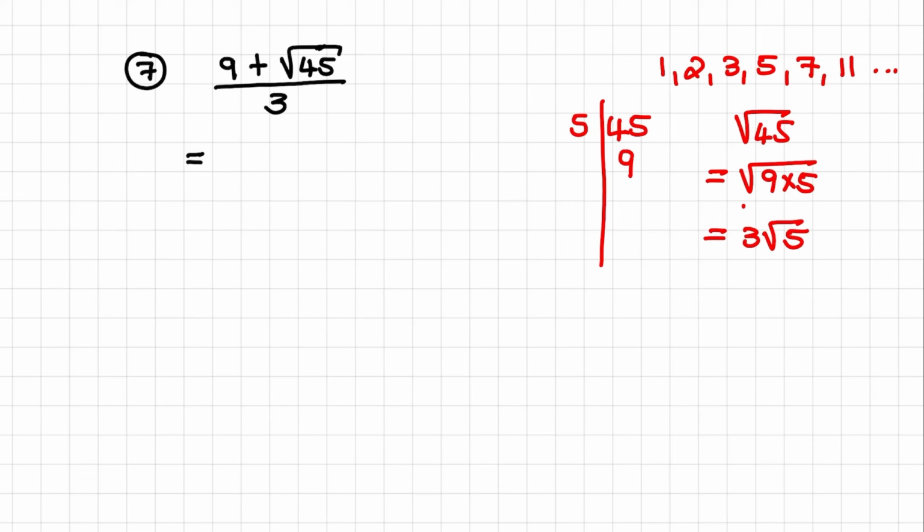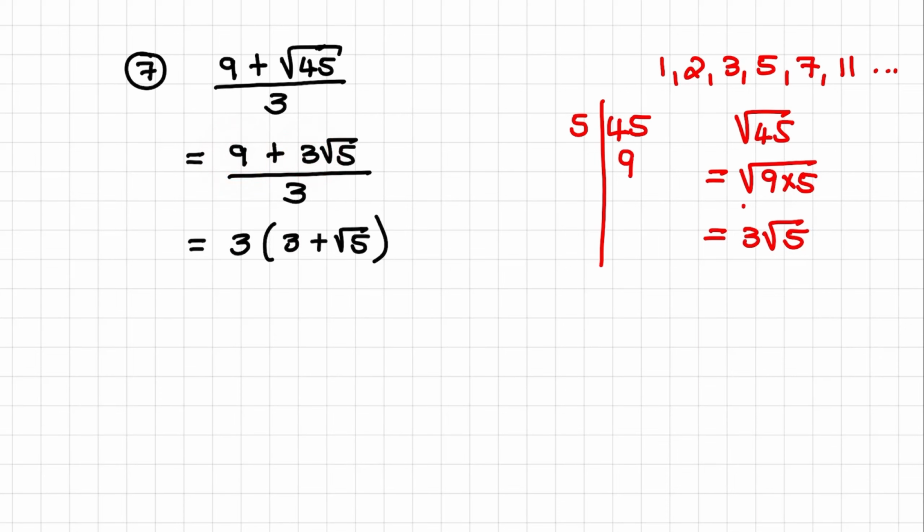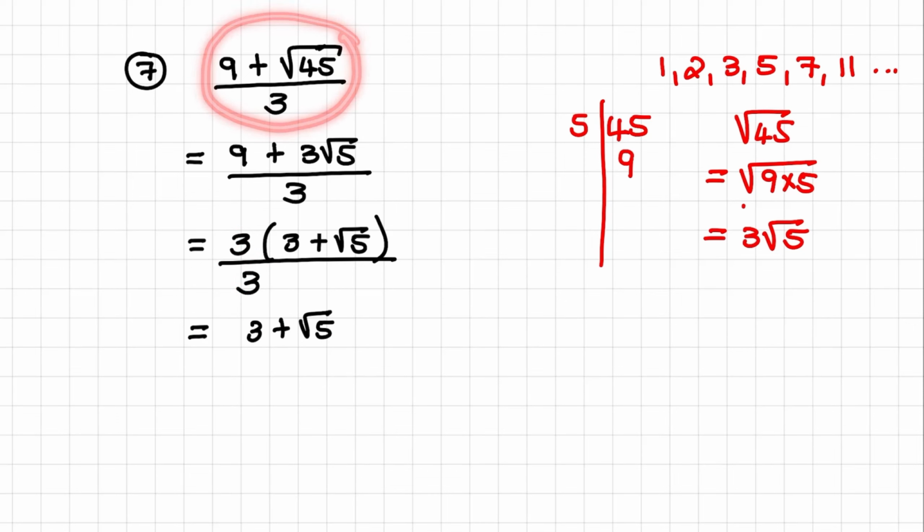So in this fraction, I have 9 plus 3 square root 5, divided by 3. Now you can factorize by taking out a greatest common factor in the numerator. So here we have taken out a common factor of 3. And the denominator is also 3. So 3 divided by 3 is equal to 1. So they will simply cancel out. Therefore, this expression can be simplified to 3 plus the square root of 5.